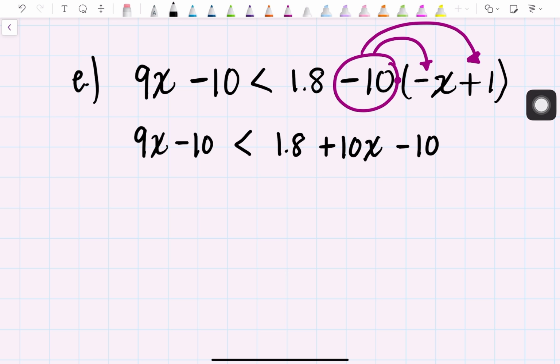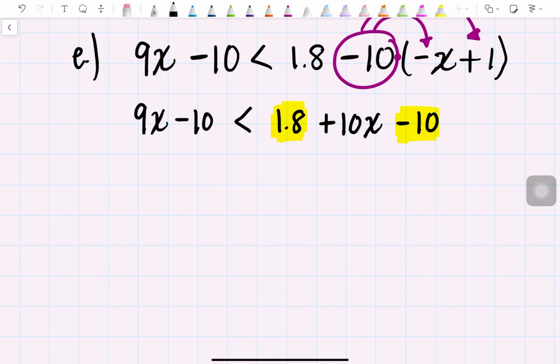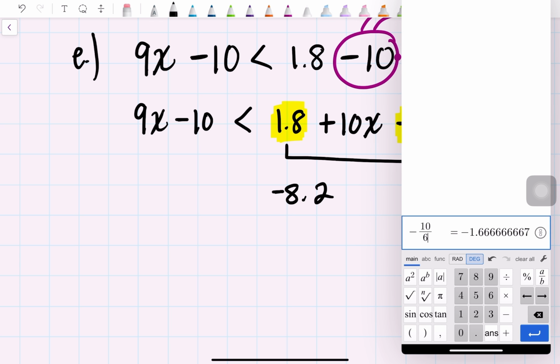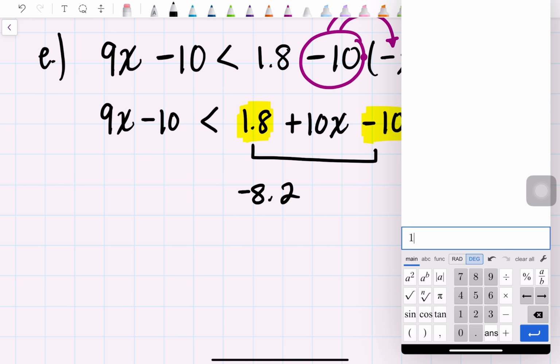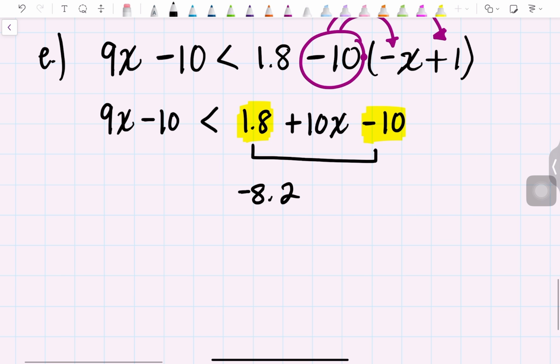All right. From there, in this case, guys, let's go ahead and combine like terms. If I take a look on the left-hand side, there's nothing I can combine. But on the right-hand side, I actually can combine. I'm going to go ahead and combine that 1.8 and negative 10, right? When I combine those two, I believe my answer should be negative 8.2. But let's double check, guys, because I could be wrong. 1.8 minus 10, and I wasn't. Plus a 10x, right? And bring everything else down.